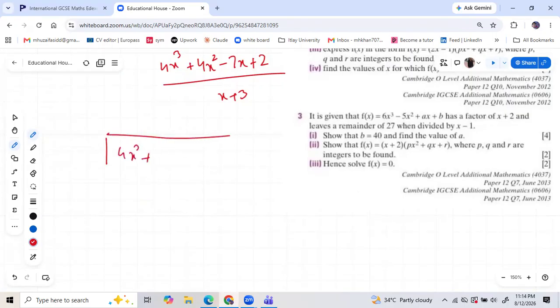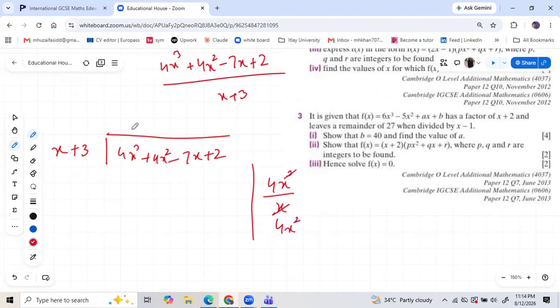4x cube plus 4 of x square minus 7 of x plus 2. So our x plus 3. And look at it here. This is the 4x cube divided by x. So x cancel. This is 4 of x square. It means our dividend is what? 4 of x square. Now we can multiply this one.